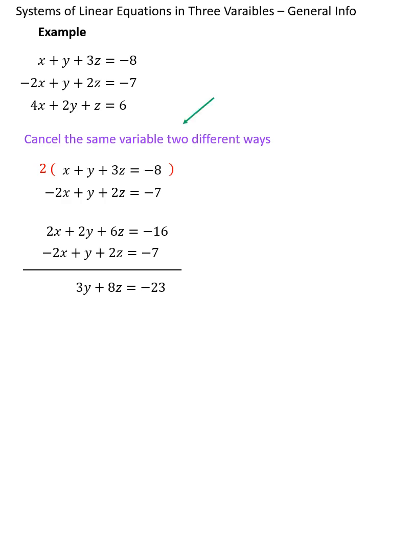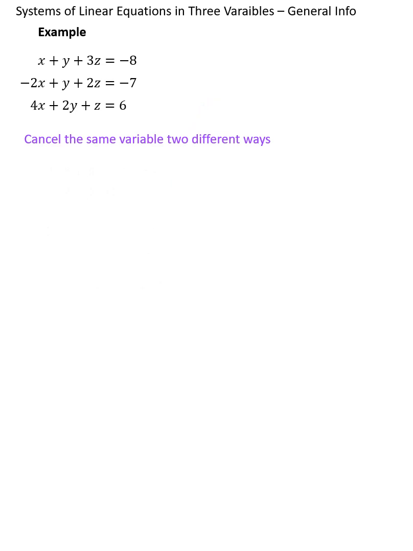But I have to cancel the same variable 2 different ways. This was just canceling the x one way. So let's put that aside for the moment, and let's try to cancel x again, this time in a different way. Well, what if I were to choose the first and third equations? Couldn't I then use those 2 equations to cancel out the x? I could, and that's exactly what I'm going to do here.